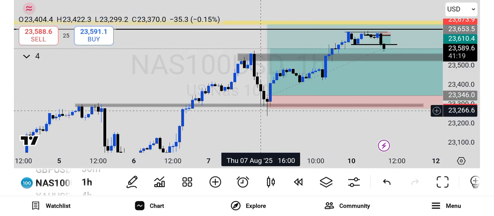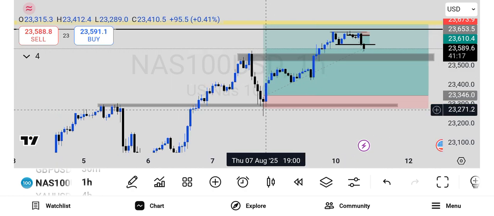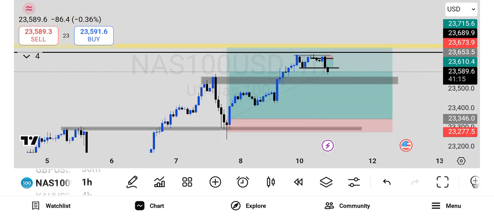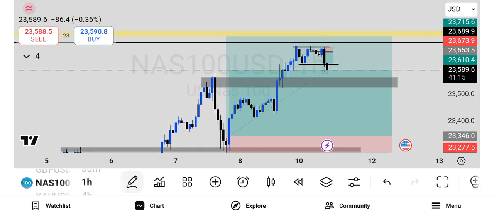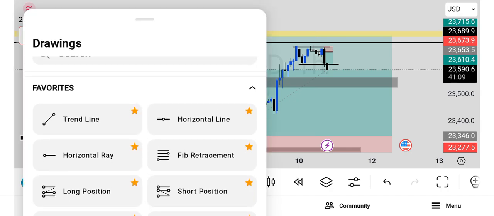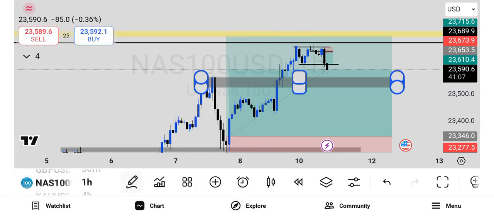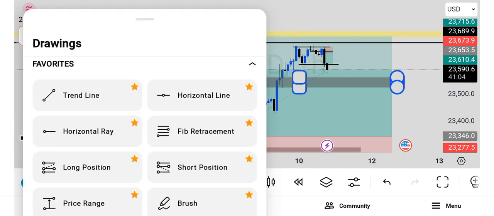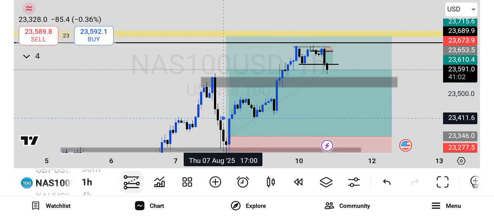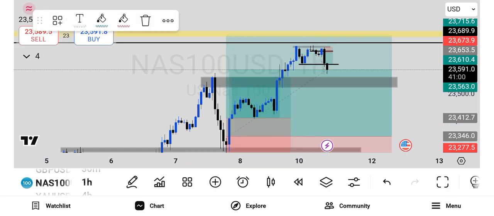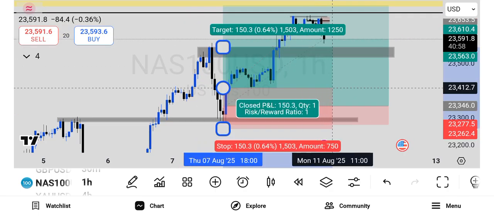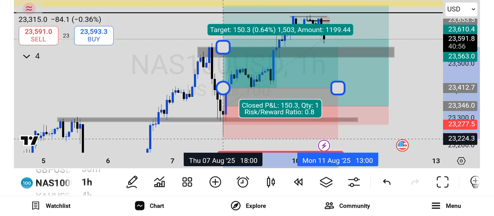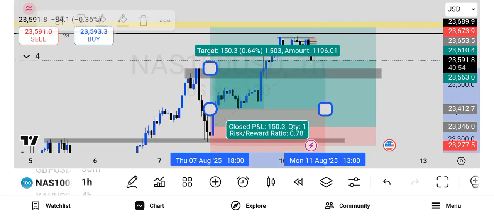In all honesty, I would have taken my other trades here. Let me show you. Not short, I want to make a long position. Yeah, I would have waited for this candle closure, taken my entries right here with my stop loss below the low, and I would have aimed for this high.